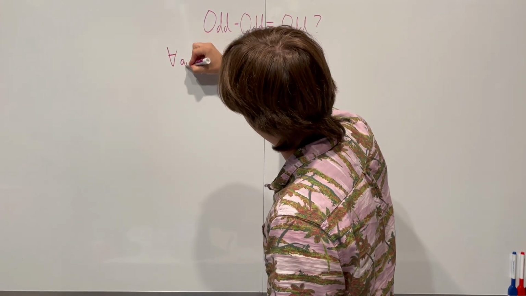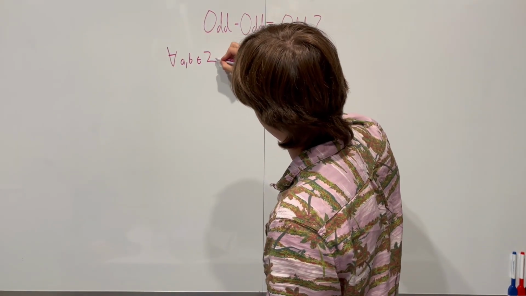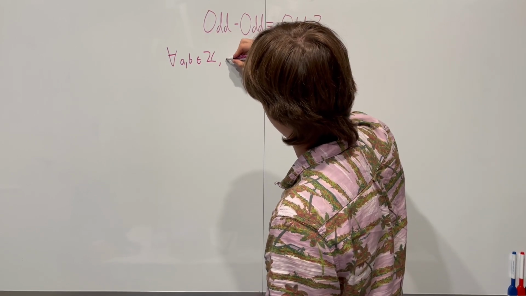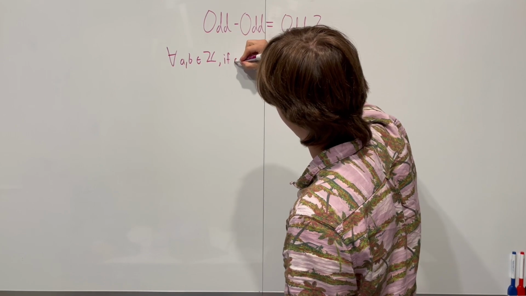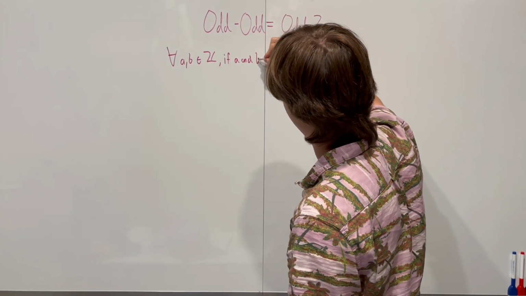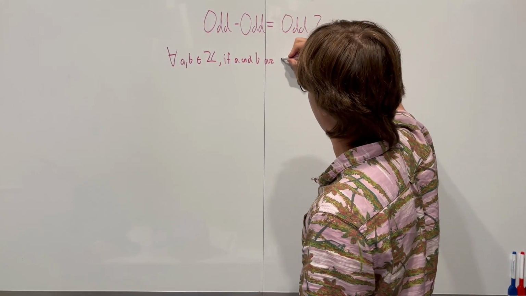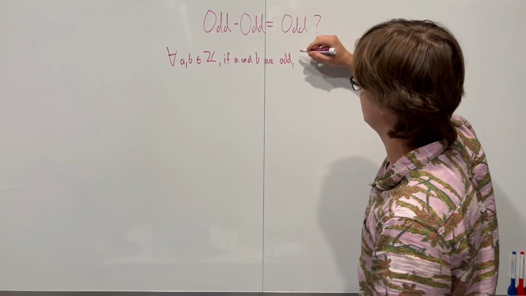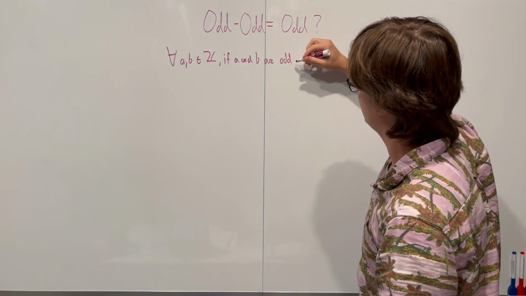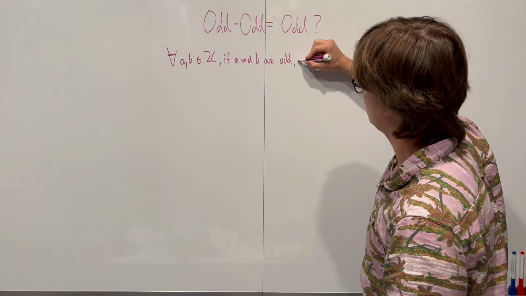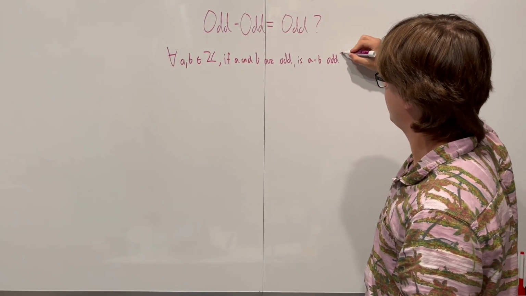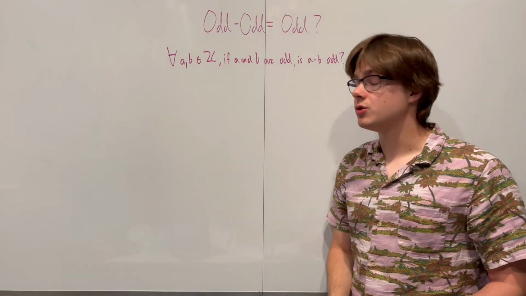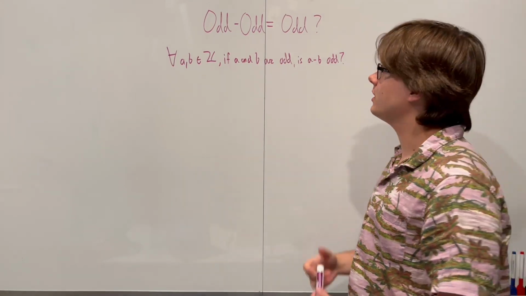For all a, b that are integers, is, if a and b are odd, is a minus b odd, right? And what should we always do? Think of some examples. Think of the easiest things you can think of.